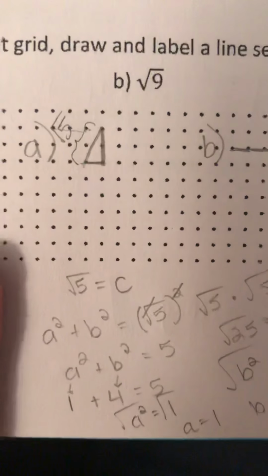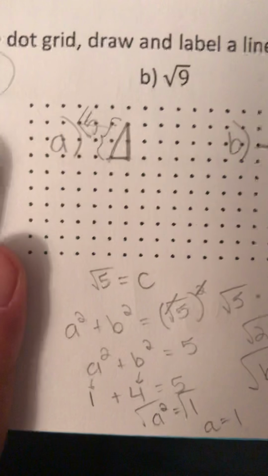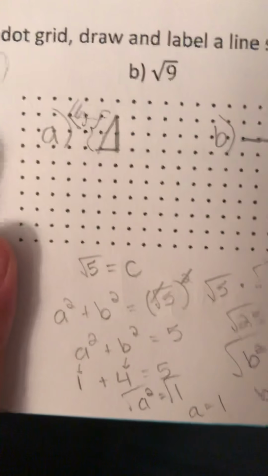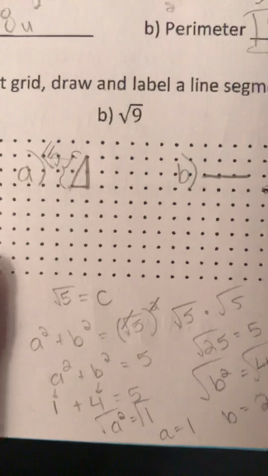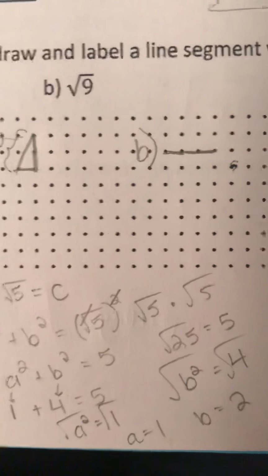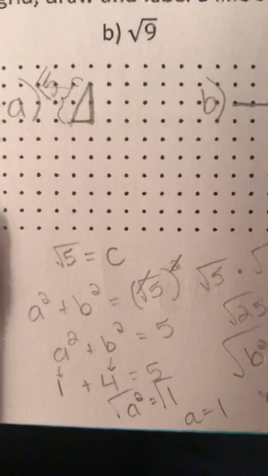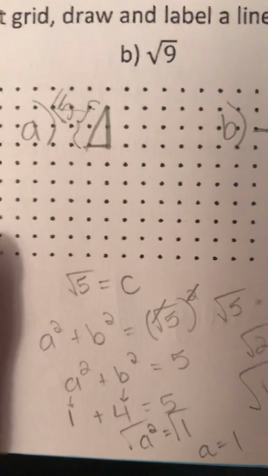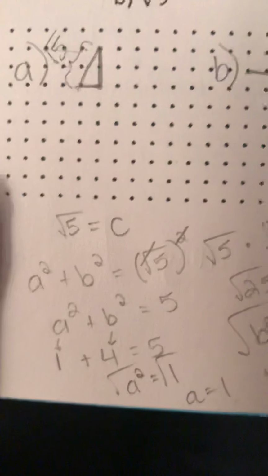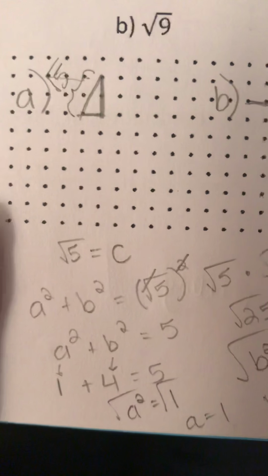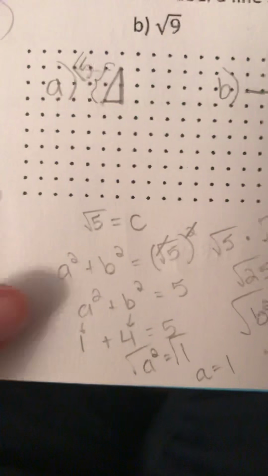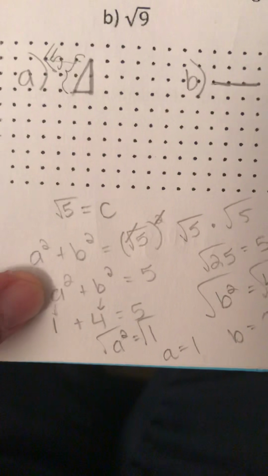So I wrote a squared plus b squared equals the square root of 5, and I need to square the square root of 5. Remember that the square root sign and squaring a number are inverse operations, and they actually just cancel each other out. So whenever you take the square root of a number and you square it, you get just the number under the square root sign. That's why I wrote a squared plus b squared equals 5, which is right here in this line.